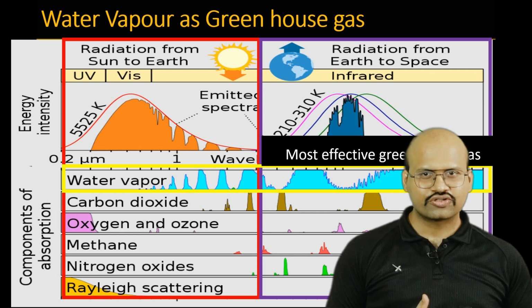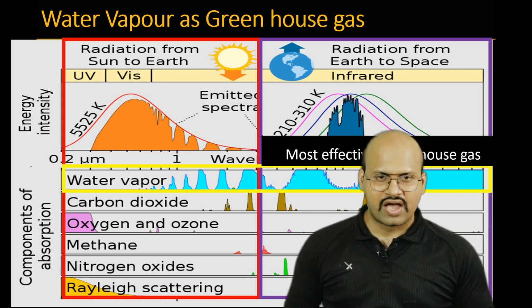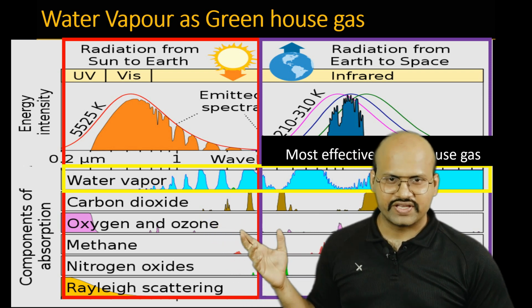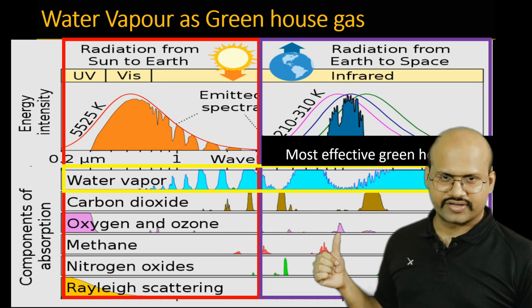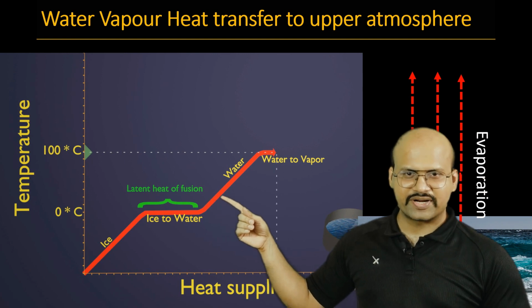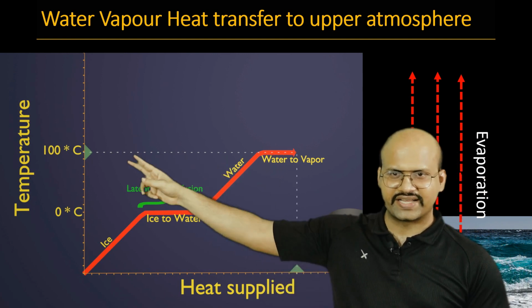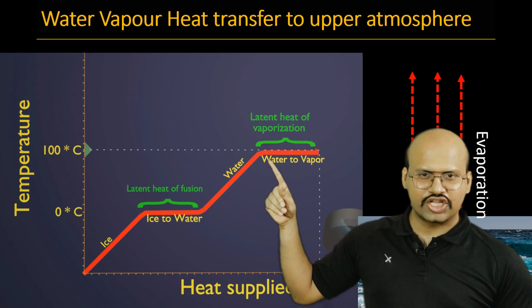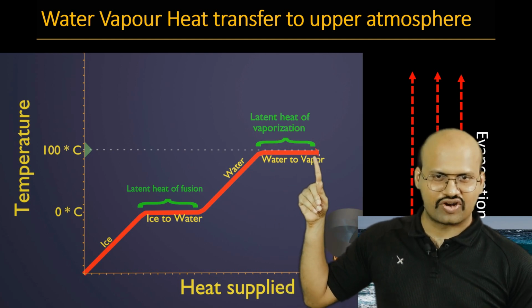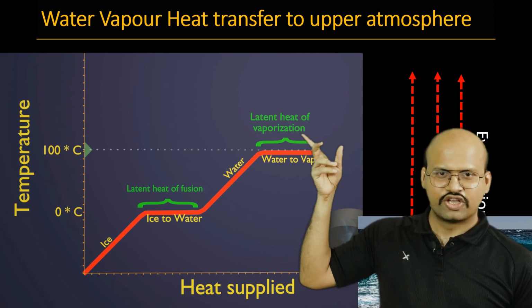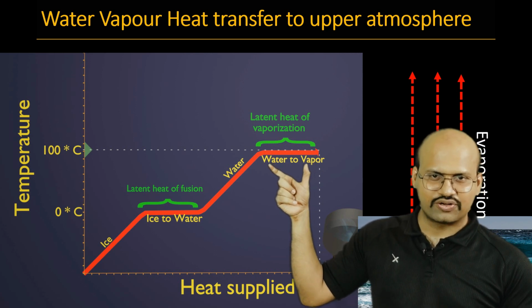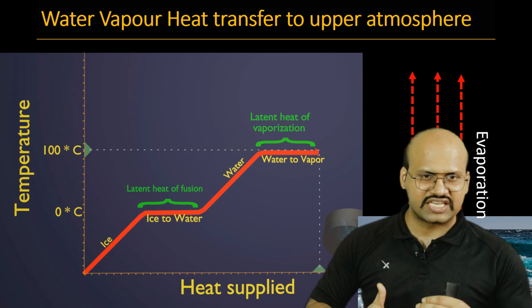Now water vapor also helps in transferring heat from the lower atmosphere to the upper atmosphere. Here we can see that when we heat a pot of water, its temperature increases. But when we reach 100 degrees Celsius, that is the boiling point of water, we can continue supplying heat to it, but the temperature will not increase, only up to a certain point after which the temperature will increase. So this amount of heat energy is supplied to the water for converting the state of water.